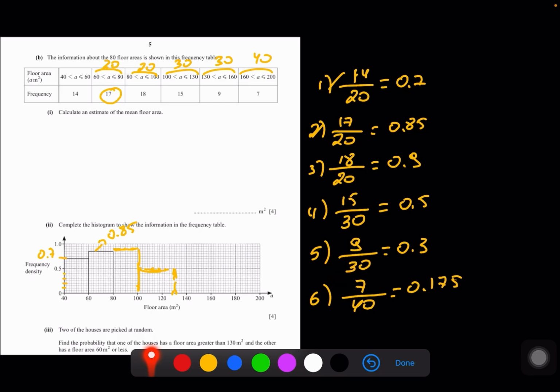And the fifth one, 9 divided by 30. It means this will be between 130 and 160 from here. And 0.3, 0.3 is this part. Third one, approximately it will be like this. And the last one, 0.175. This is from 160 to 200, approximately 0.2. And we can schedule it like this. This will be our last one. We complete the second one also like this.